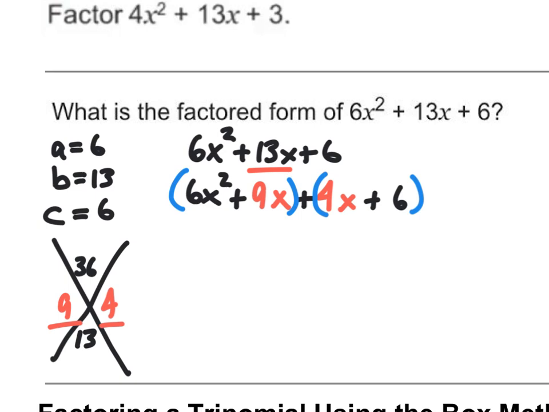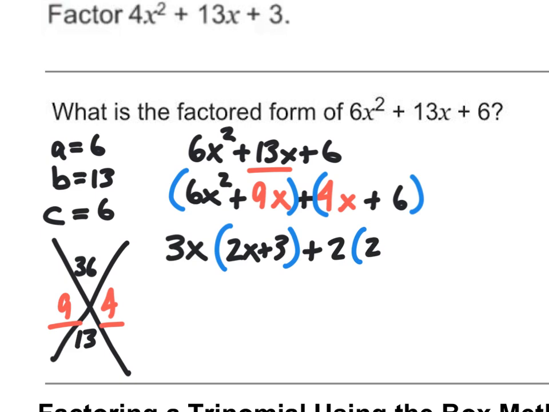And that's going to give me, I can factor out what, a 3x out of that? So if I factor out a 3x, then I'm left with 2x plus 3, okay? Left with 2x plus 3. All right, now I can also factor out a 2 out of here. And when I factor out a 2, all right, I'm left with a 2x plus 3. So I have a common 2x plus 3, so this is going to work.